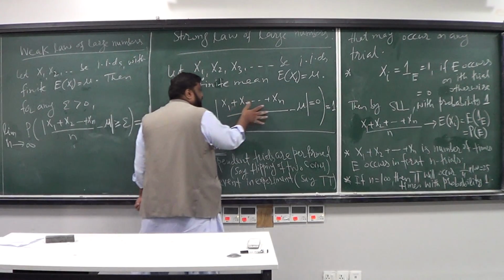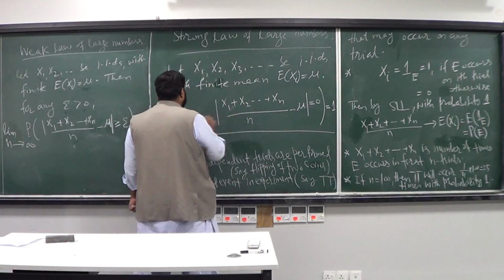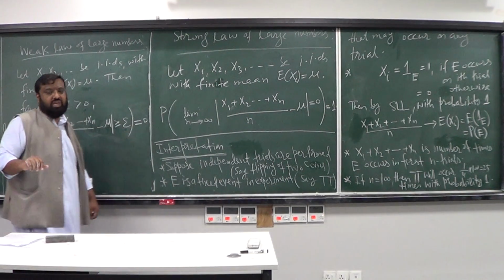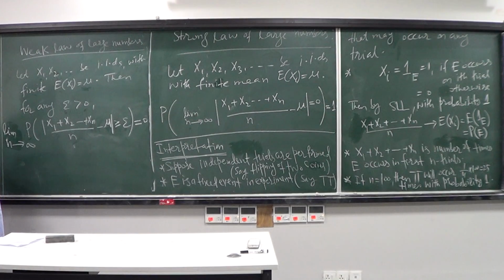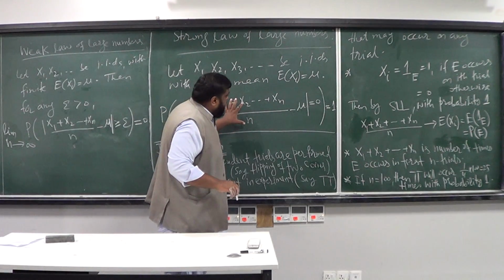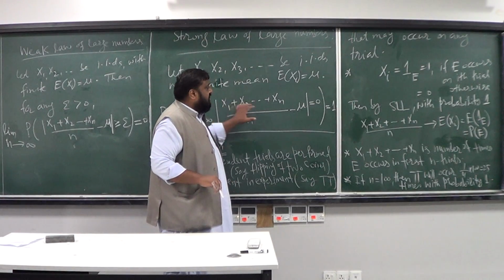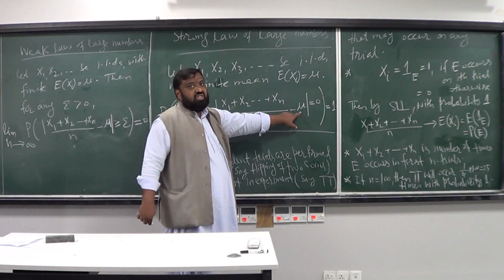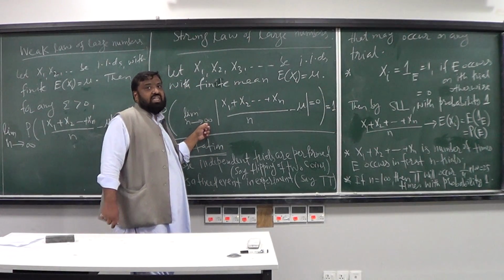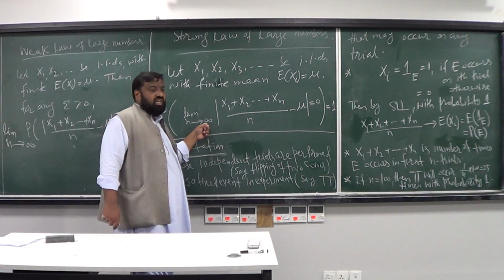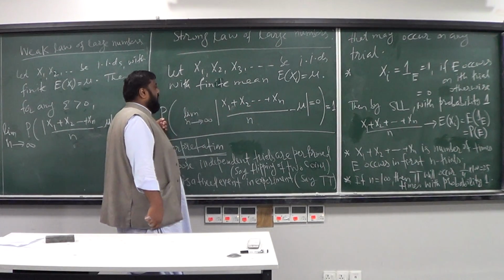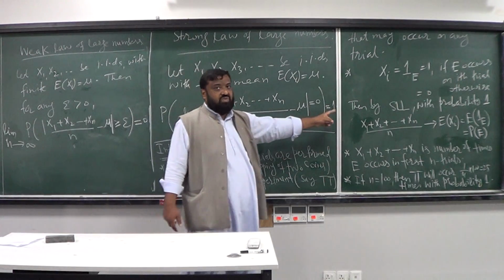It will converge to the population average as your sample size gets bigger and bigger and bigger. And this event will happen with probability 1. So the sample average will converge to the population average as my sample size gets bigger and bigger, and this event will happen with probability 1.